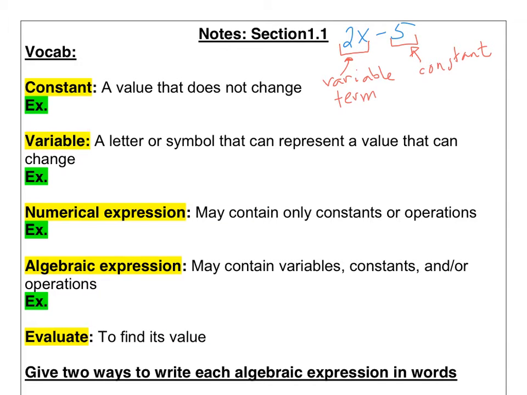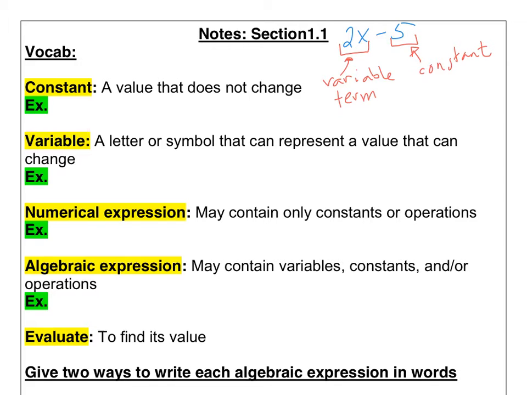So if I let x be 2, the value of this is 2 times 2, 4. If I let x be -3, the value of this is 2 times -3, or -6. So depending upon what x is, will depend upon what the value of that variable term is. So a variable term just means that it has a letter or a symbol in there that changes the value of that term, whereas a constant is just a number.